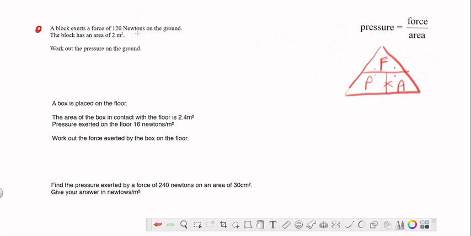So to answer this question now, we've got 120 newtons, that's the force. And all that 120 newtons is distributed around an area of 2 meters squared. So that's your force and that's your area. Force divided by area: 120 divided by 2 will give you 60.